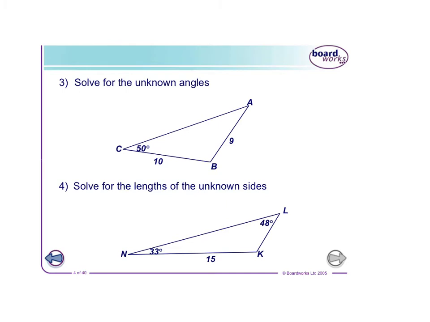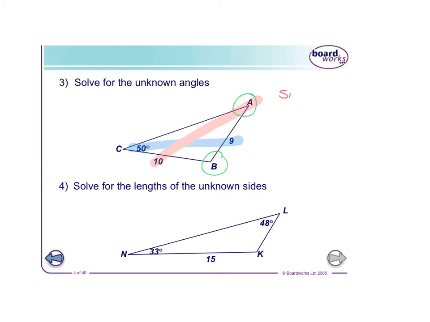So for number 3, it says solve for the unknown angles. So we've got A and B that are unknown. First, for the sine rule, look for your complete pair. I've got 50 and I've got 9. Then look for the piece that you have the most information for. We've got a side, so we're going to work out angle A.